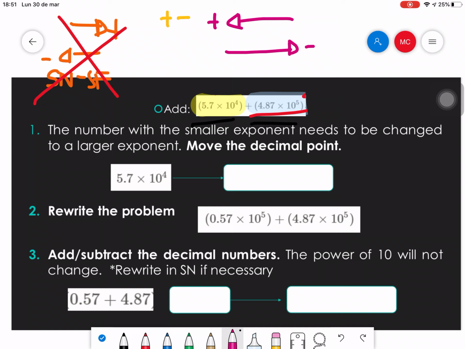How is this going to apply to what I'm doing? Pay attention, because this is the important part, okay? If I want to change 5.7 times 10 to the 4th power to a bigger exponent, I'm going to move to the left. That's the reason why I say, if it is positive, I'm going to move to the left. I'm going to explain this in Spanish because I really care most that you learn this rather than just practice.